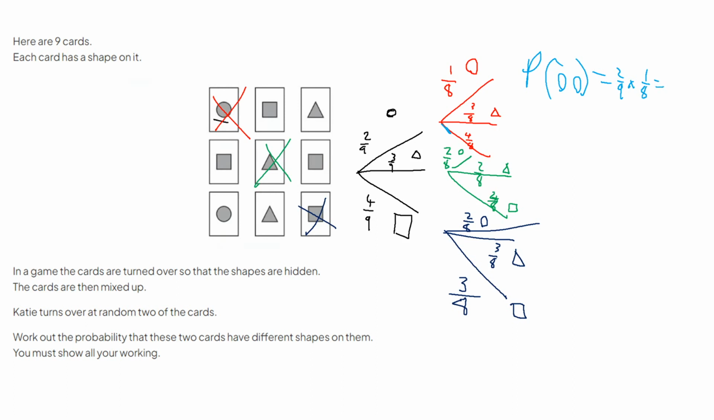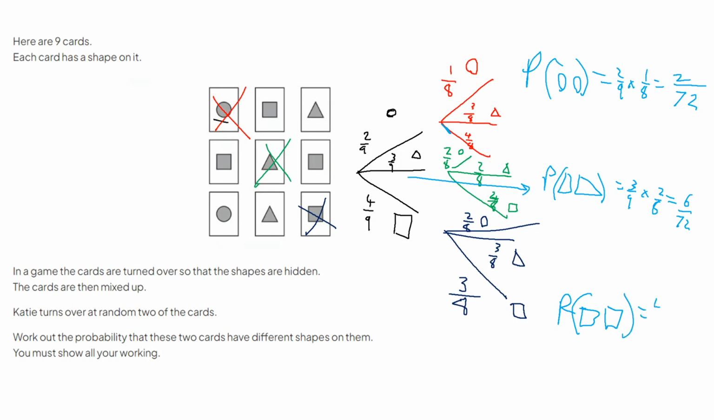Right? And if we plug that into our calculators, we get 2/72. Actually, I'm just going to do this in different colours. Same colour. Probability of triangle is going to be 3/9 times 2/8, which is equal to 6/72. And finally, the probability of square, that's just going to be 4/9 times 3/8, which is 12/72.